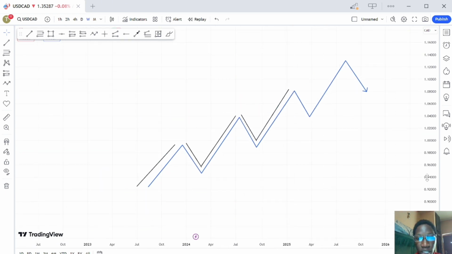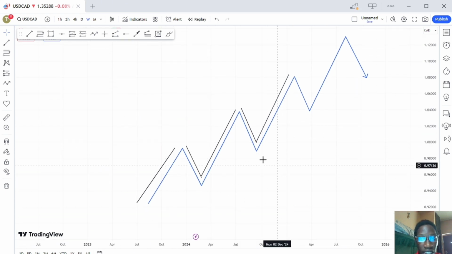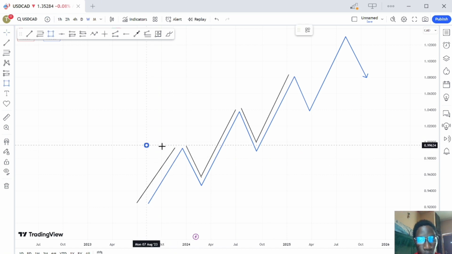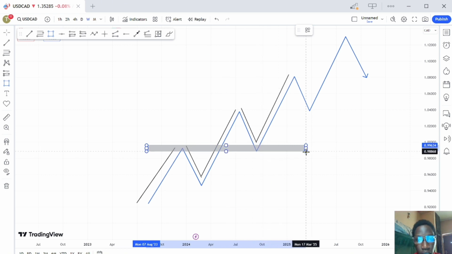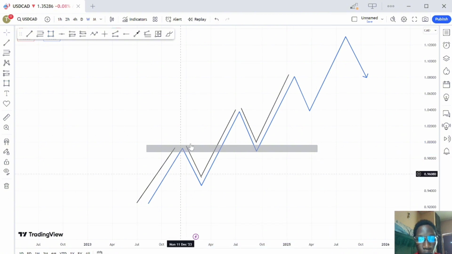Now, what this actually means is that resistance at this point is turning to support. Resistance at this point is turning to support. Meaning, let me use the rectangle for this. Let's say the market gets to this particular area. This is an area of interest. This point here was the highest point price got to.